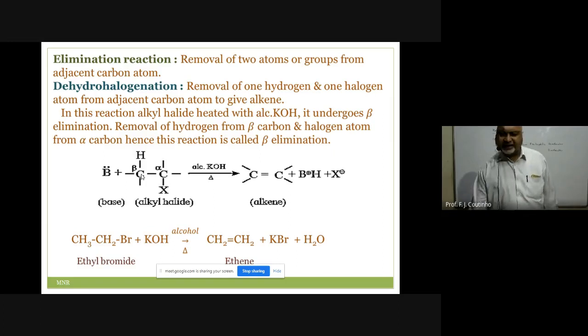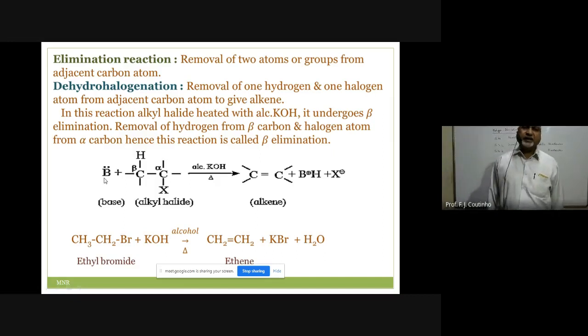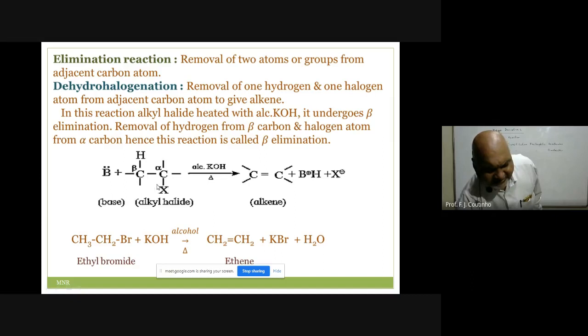Now, here in this case, you have taken a base. The base could be OH minus, any base. When I say this OH, it can come from either potassium or sodium. But in this case, we will only consider alcoholic KOH, that is potassium hydroxide. Now you take this base, alcoholic KOH, and treat it with alkyl halide. This is in general form. So there will be loss of H and X.